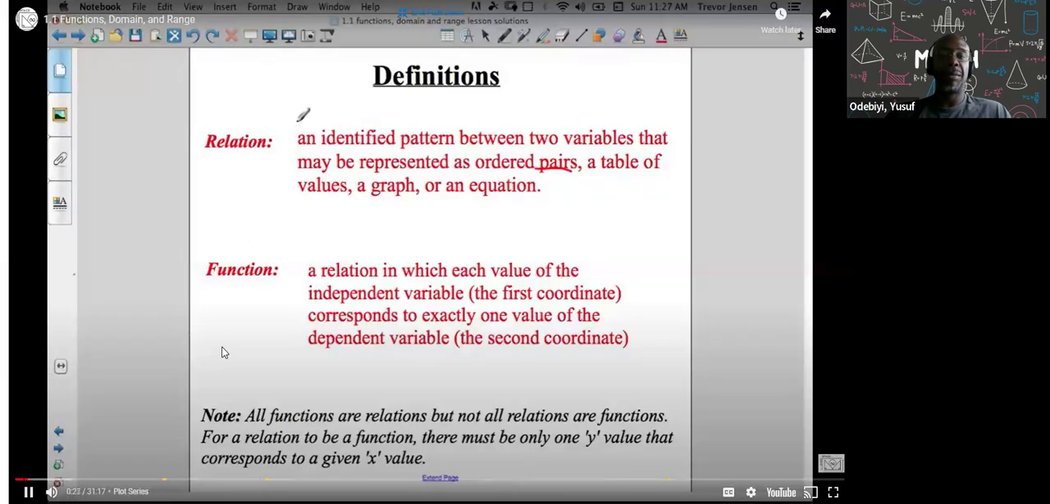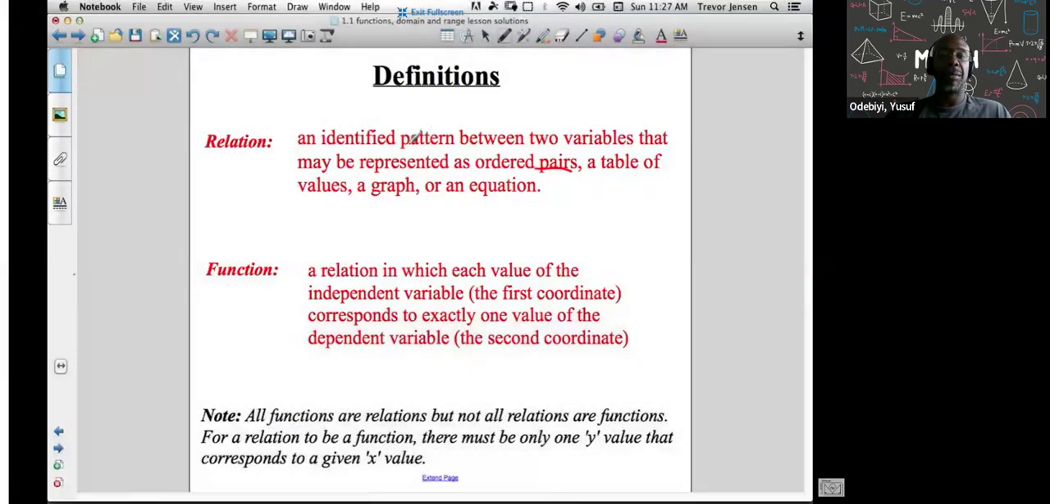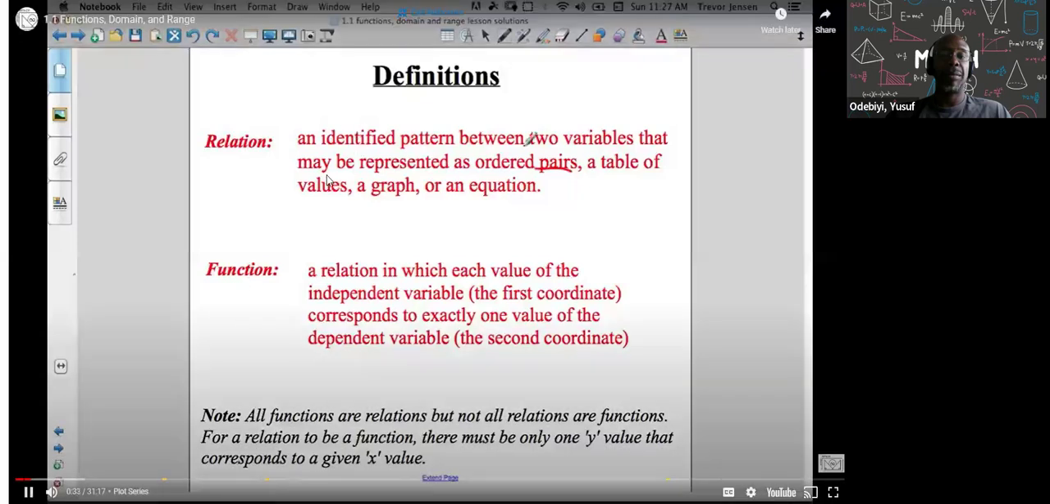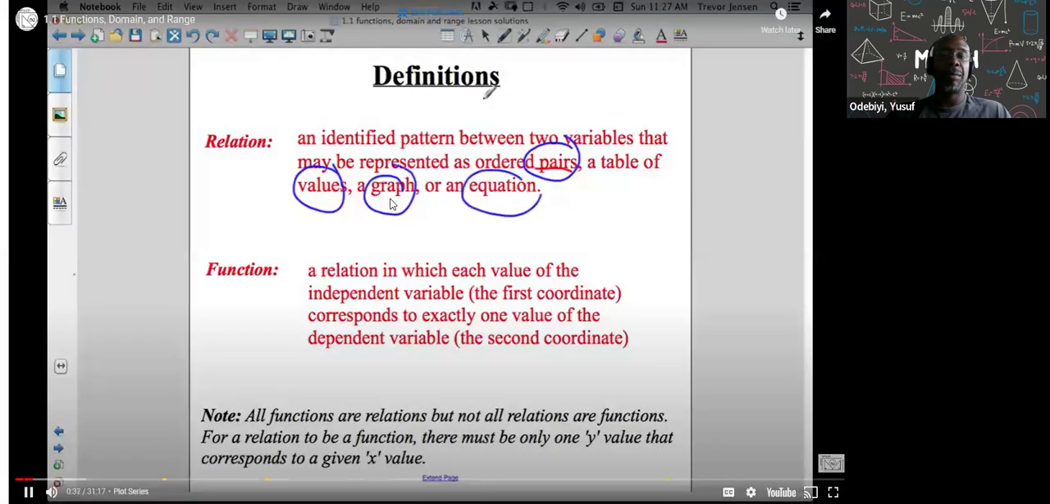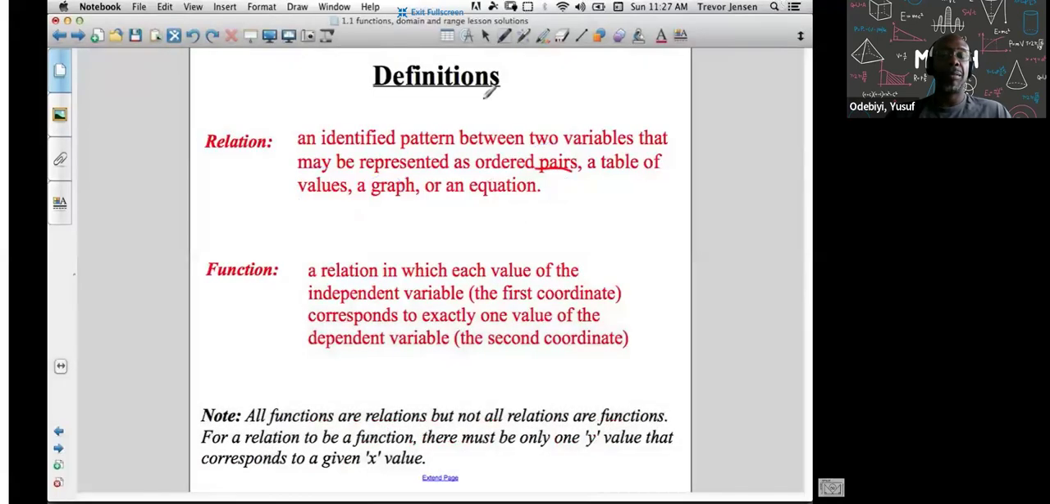A relation is most simply put a pattern between two variables. We can represent this pattern using ordered pairs, table of values, graph, and equation, and you would have seen relations described this way all throughout your math career. So next thing we're going to do is be able to determine whether a relation is a function or not.